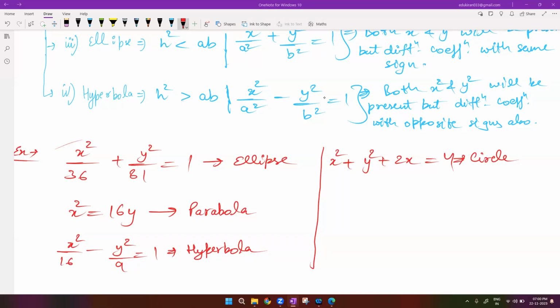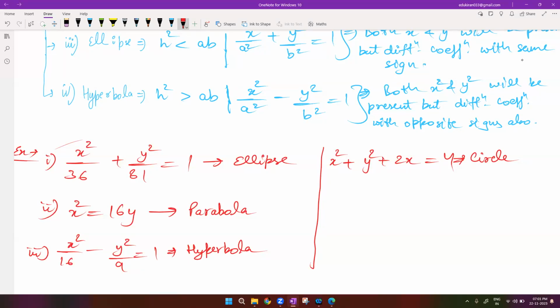For circle, we will just check whether the coefficients of x square and y square are equal or not. If they are equal, like in the fourth example, then it's a circle. If they are not equal, then we will also see their sign. Like you can observe in the first example and in the third example, the coefficients of x square and y square are different. In the first example, the x square coefficient is 1 by 36 and the y square coefficient is 1 by 81. So they are different, but they have the same sign. This is positive and this is also positive.